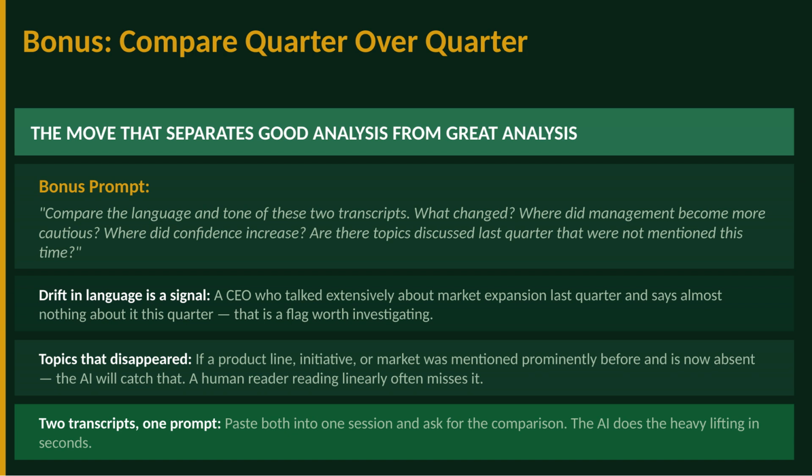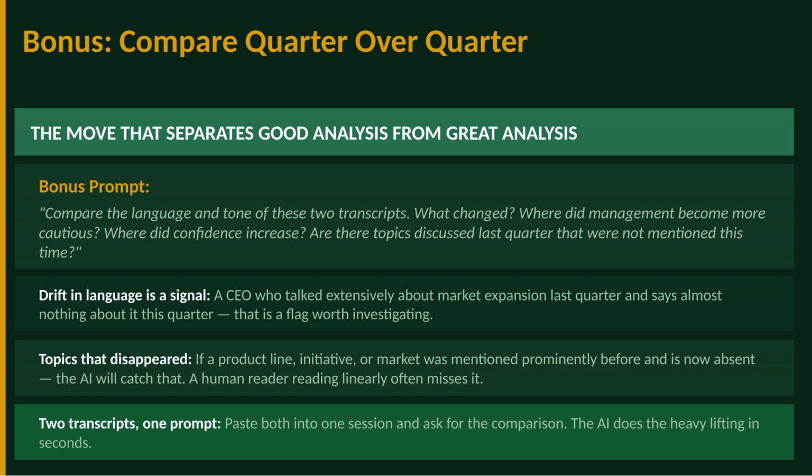Here's a bonus move that separates good analysis from great analysis. Once you've run the three core prompts, pull up last quarter's transcript and ask the AI. Compare the language and tone of these two transcripts. What changed? Where did management become more cautious? Where did confidence increase? Are there topics that were discussed last quarter that weren't mentioned this time?